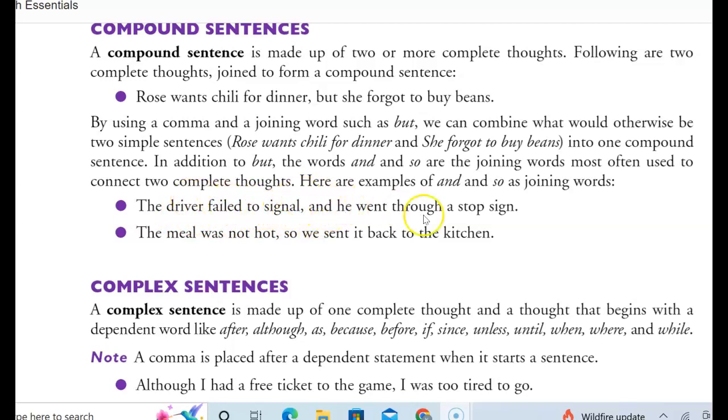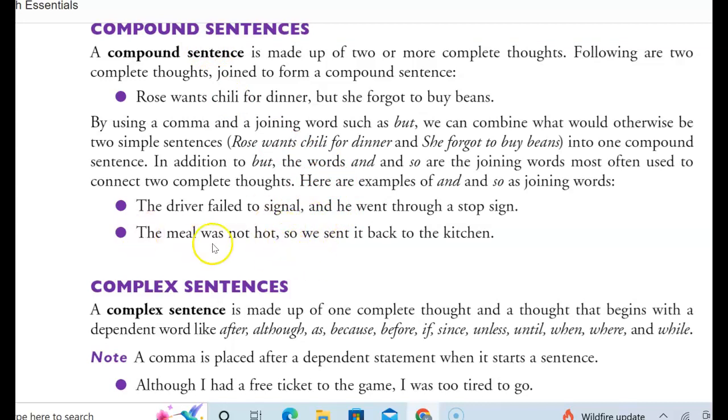Let's look on the other side of the and. He went through a stop sign. He is the subject, went is the verb. So if I started the sentence right here, he went through the stop sign. Does that make sense? It does. Subject, verb, makes sense. It's a complete thought. It's compound because we're holding them together with the and of fanboys.